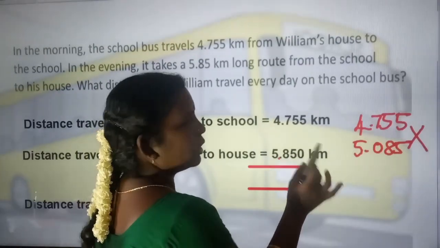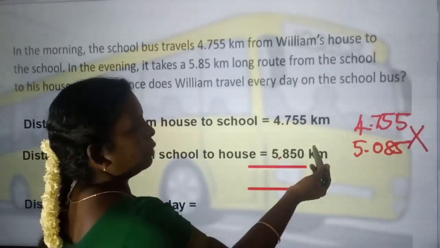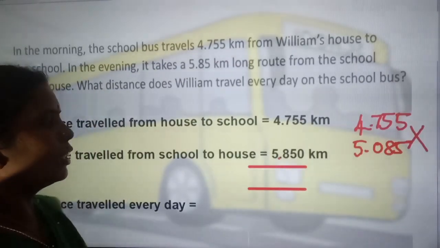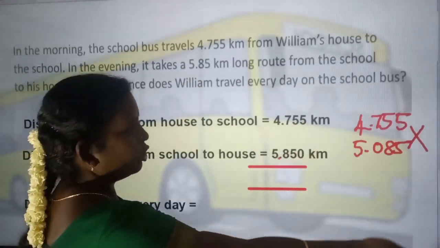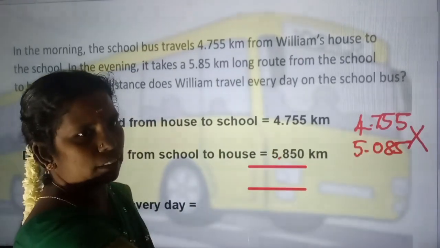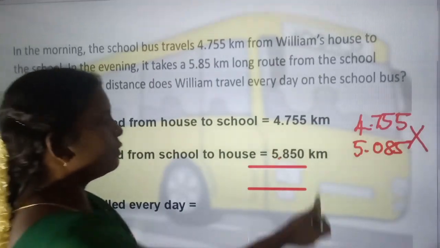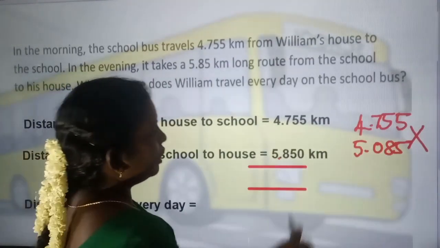We should put the 0 only for the last place. When there is no number at the end, we can add zeros, because in the last class I informed you, children, that we can add zeros at the end of the decimal places. It has no value. It does not change the value of the decimal number. Hence we can add 0 at the end of the decimal places.